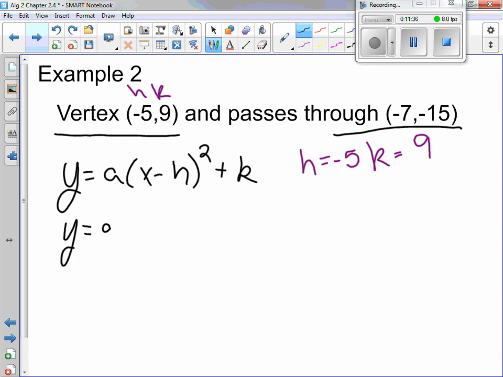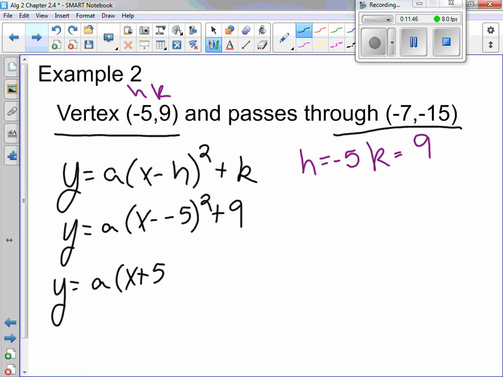So y equals a times x minus -5 squared plus 9. Well, we don't really leave a negative. We just rewrite it as plus. We rewrite it as positive. So we have x plus 5. So we identified h and k, and we plugged them in. Yes?